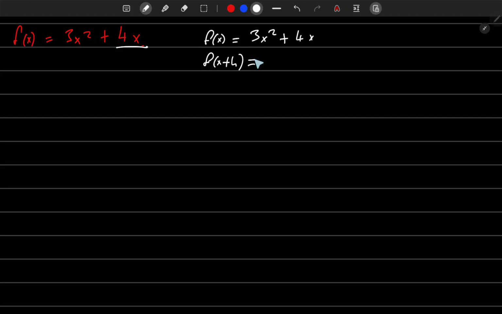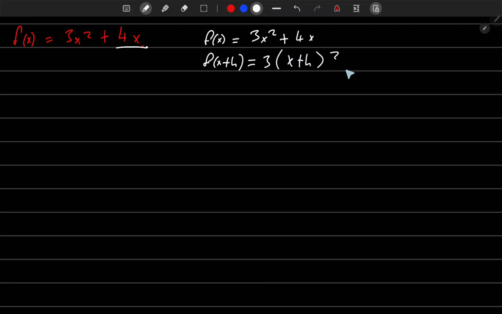So this is going to be equal to... I actually would like you, if you have the time, to pause this video and try to solve these problems on your own, and replay the video after I'm done. So for 3x squared, we know what x squared is going to be, so we can just say 3, and then x becomes x plus h, so this is going to be 3 times (x plus h) squared plus 4x, but x is x plus h. And then we solve for this.